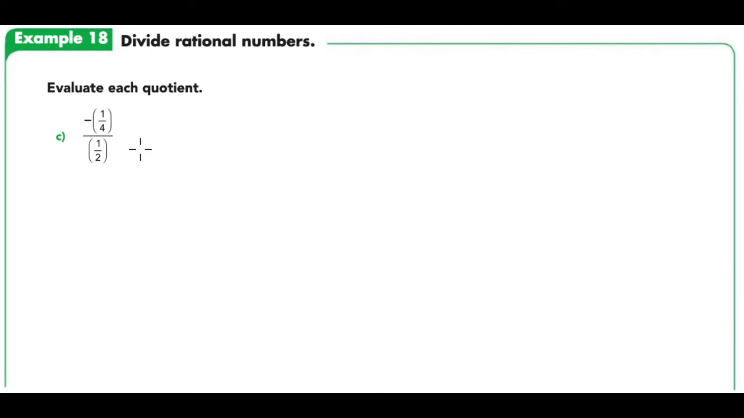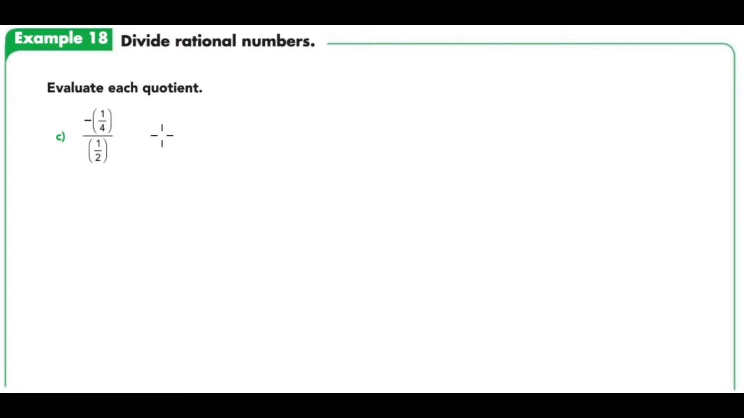Our last example here looks a little different, but it's nothing to be too concerned with. We previously learned that a fraction bar is also a division bar. In this type of fraction that we have here, we have the opposite of 1/4 over 1/2. This is called a complex fraction. And a complex fraction is where you have some type of fraction over another type of fraction.